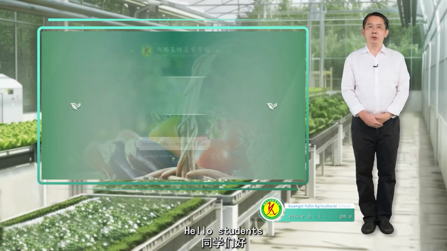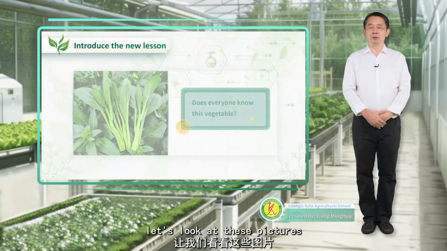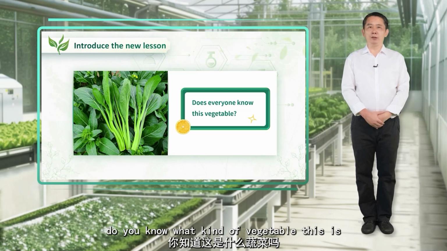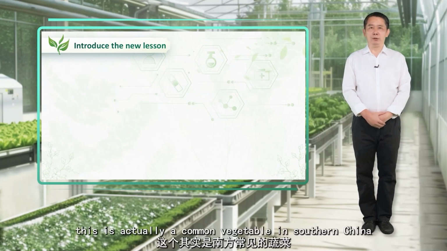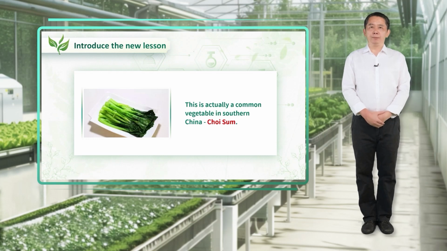Hello, students. Before we start today's lesson, let's look at these pictures. Do you know what kind of vegetable this is? This is actually a common vegetable in southern China, choy sum.